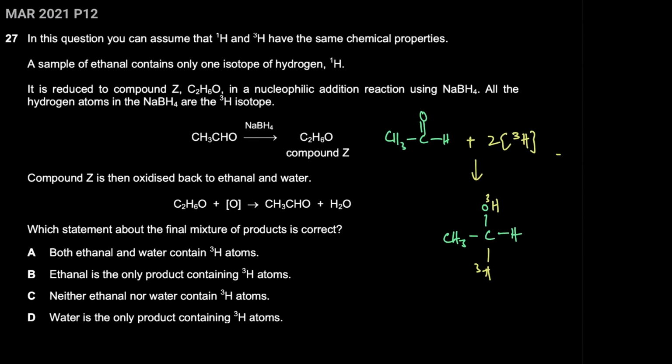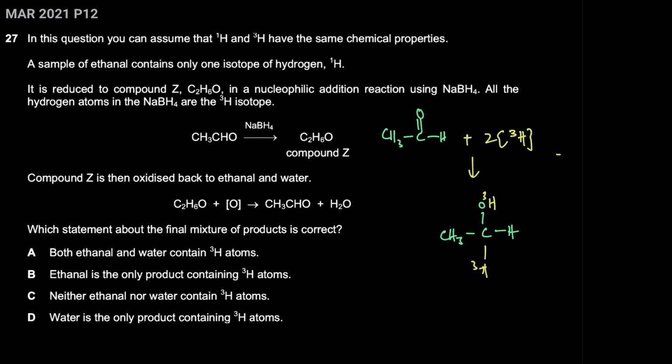So now once we've made our product, which is ethanol over here, we oxidize the ethanol back into ethanal. And they want to know which of your final products, ethanal and water, contain the hydrogen 3 isotope. So let's see what happens. So in the second equation, what we have is the oxidation of ethanol back to ethanal. If we use O to represent the oxidizing agent, and now what we see here, if you look at the next step, is that we have a carbon chain, right?